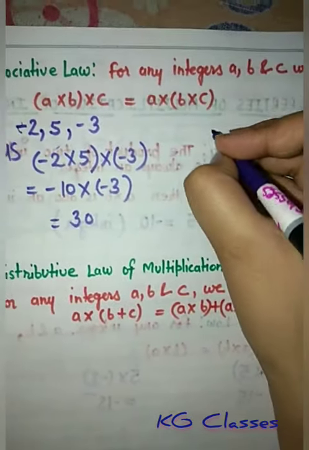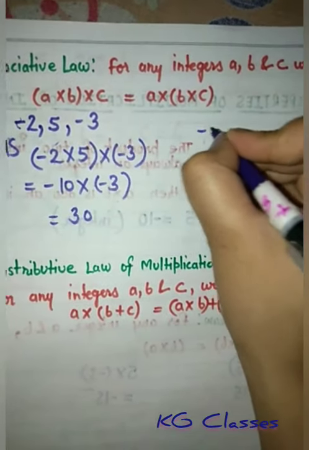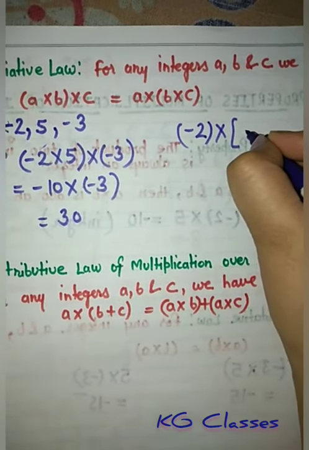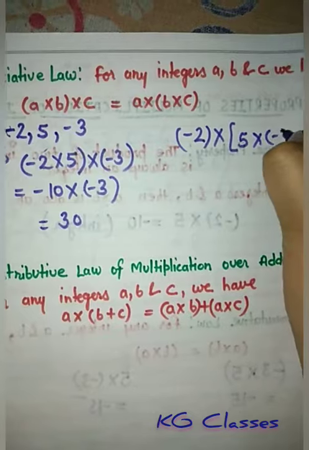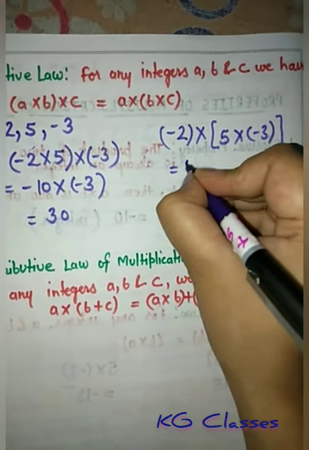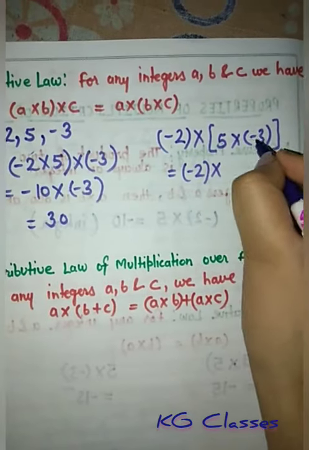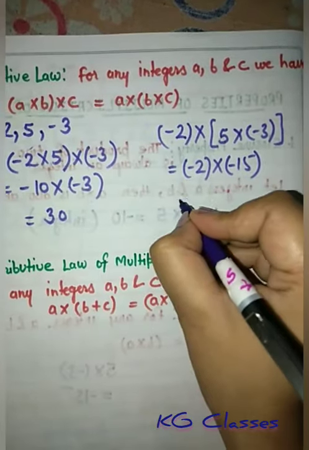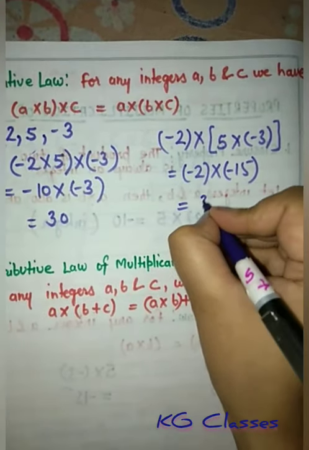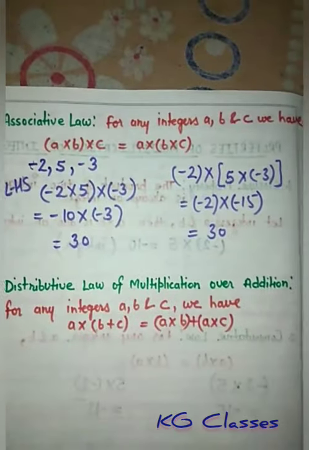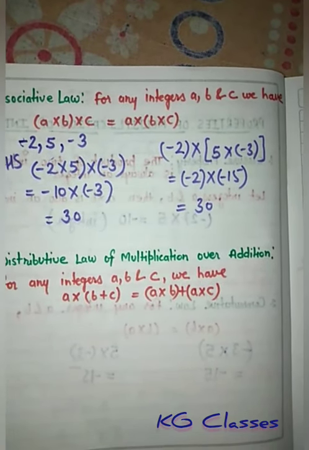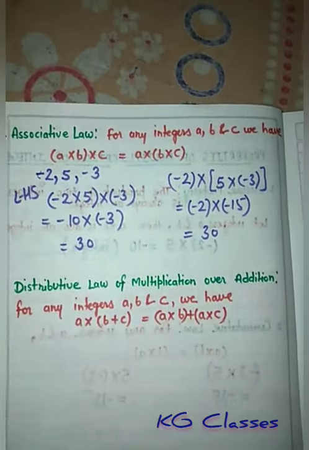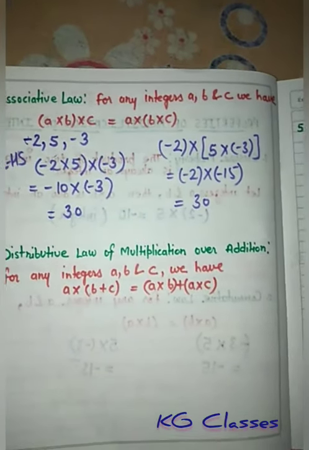Let's change their order, then we will see what we get. So we have minus 2 multiplied by bracket, 5 into minus 3. So here we will have minus plus minus, 5 3s are 15 and minus minus plus, 15 2s are 30. We will get 30 here. These both are the same in result, so we have satisfied this condition. So associative law is also applicable in multiplication of integers.